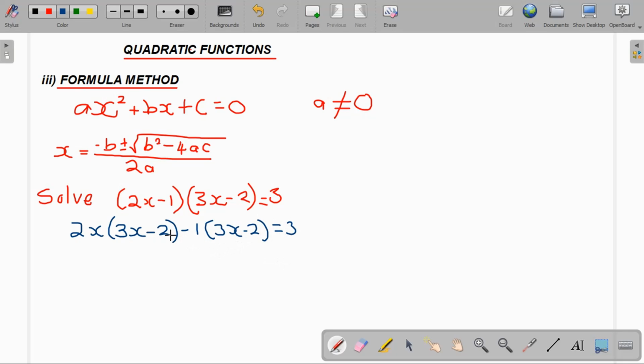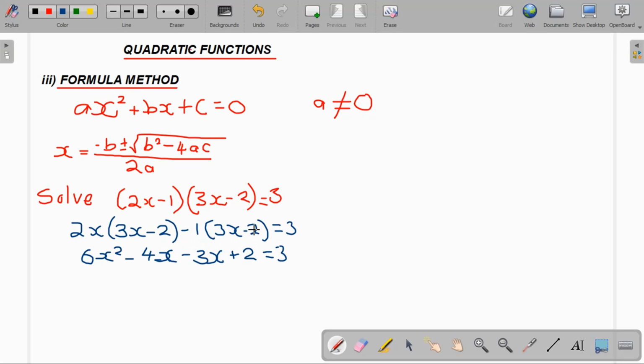So we have expanded, and then we start multiplying. 2x multiplied by 3x will give us 6x squared, then 2x multiplied by negative 2 will give us negative 4x, and then negative 1 multiplied by 3x will give us negative 3x. Negative 1 multiplied by negative 2 is positive 2, and then equals 3.